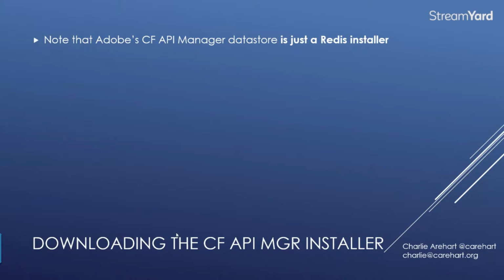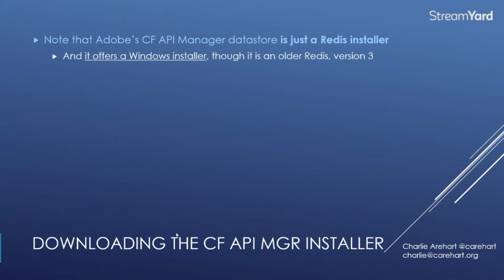And the Data Store service of the API Manager is just Redis. They just implement Redis, and it offers a Windows installer. So you can get the CF API Manager, install just the Data Store, and you're getting Redis. Now, it is an older Redis. It's version 3. And some people go, oh, that's terribly old. Well, yeah, it's old, but it works.